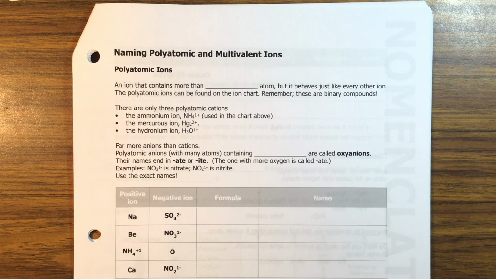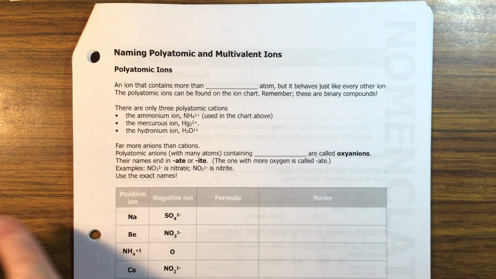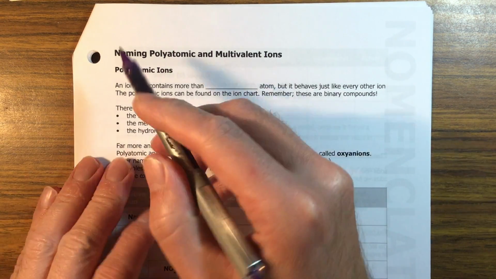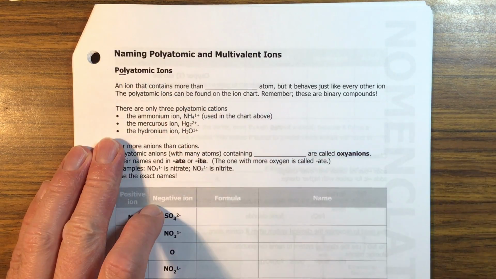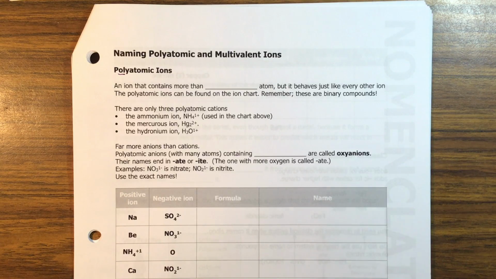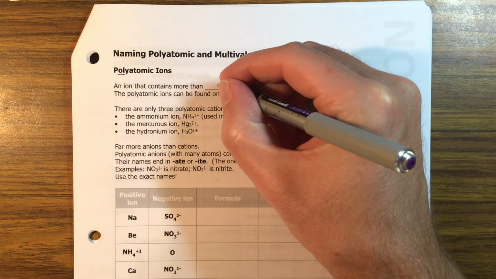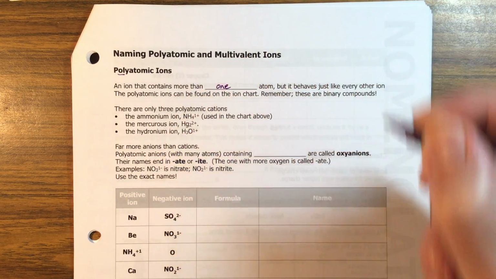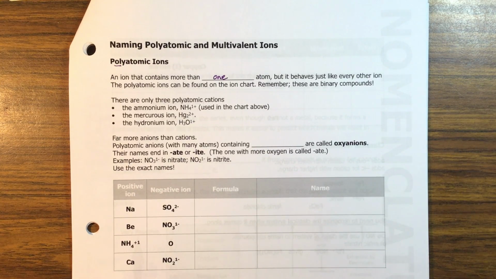Let's take a look at naming polyatomic and multivalent ions. First, polyatomic. Poly means many, so many atom ions. So a polyatomic ion is an ion that contains more than one atom, but it behaves just like every ion. The polyatomic ions can be found on the ion chart.